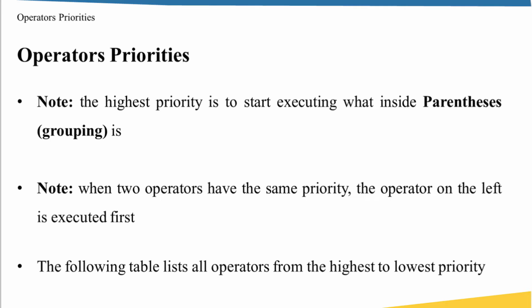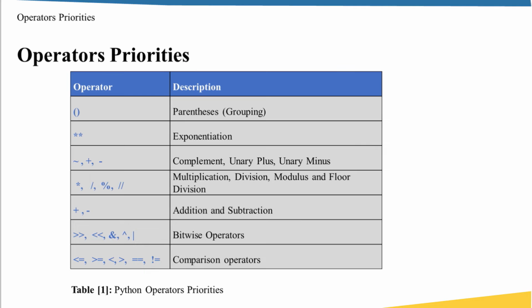Usually, in Python and any other programming language, we have a table listing all operators from the highest to the lowest priority to help you understand which one is going to be executed first if they come together in the same expression. So let's see this table in the case of Python. As you see here, this table starts with parentheses or grouping, and grouping is at the top of this table because it has the highest priority.